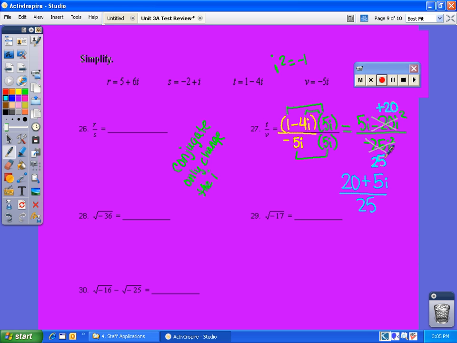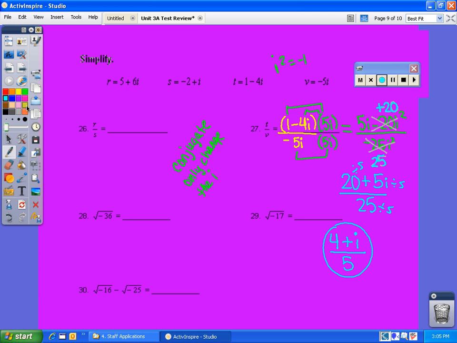So that means that you need to reduce, because this is all divisible by 5. So I can divide by 5, divide by 5, divide by 5. And my final answer will be 4 plus i, because 5 divided by 5 is 1, over 5. Okay, so really, really watch what you're doing there.